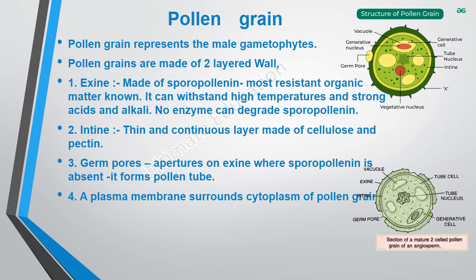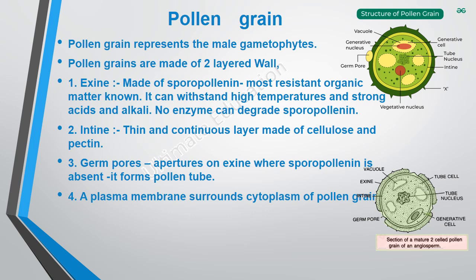Why is it so? Because this is the main male gamete which helps in fertilization. If it is weak, then any high temperature, strong acid or alkali or any other matter can destroy it. That's why nature has provided it security. And the second one, intine. This is a thin and continuous layer made of cellulose and pectin.